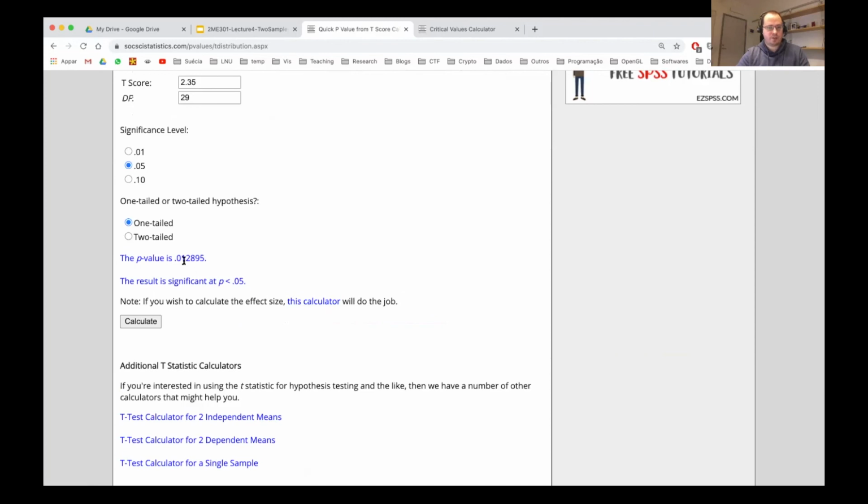So this is basically 1.29%. And 1.29% is less than 5%. So basically, I reject my null hypothesis, because the probability, the p-value, that my observed value would happen given my null hypothesis is too low for me to think that the null hypothesis is likely. So it isn't, and I reject it.